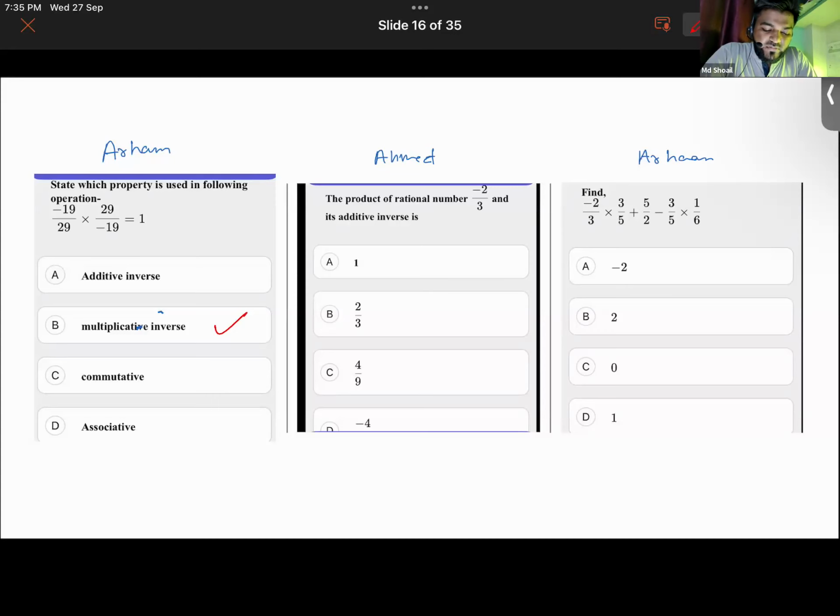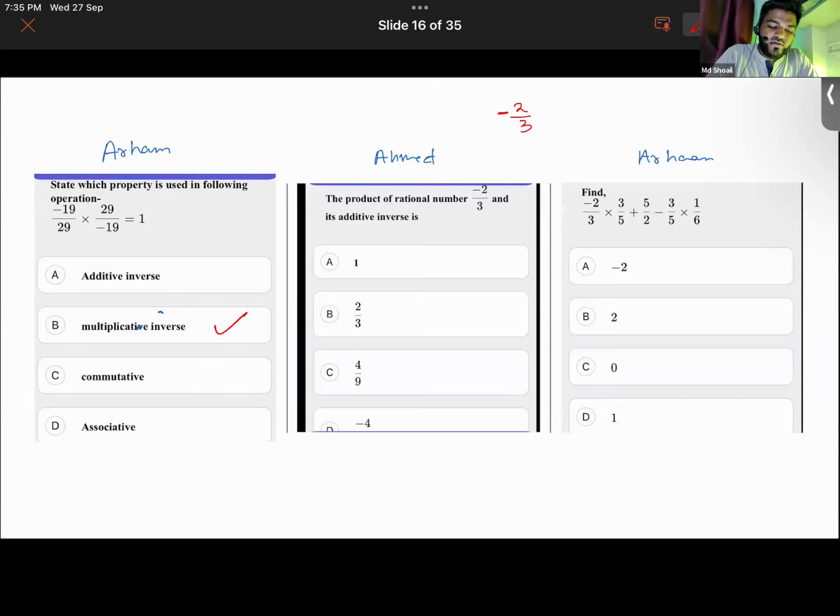The product of rational number minus 2 upon 3 and its additive inverse will be? 2 upon 3. It will be 2 upon 3. So, what would be the additive inverse of minus 2 upon 3? Additive inverse. Yes, 2 upon 3. So, it will be 2 upon 3.